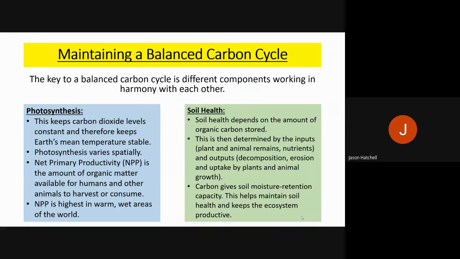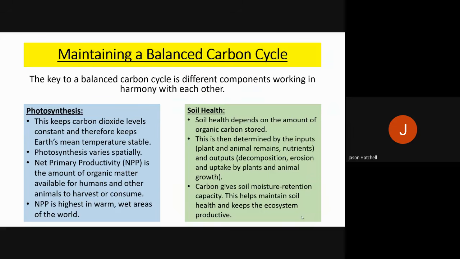The idea of NPP, or net primary productivity, is essentially the amount of matter available to humans and animals to harvest or consume. So net primary productivity and photosynthesis is highest in areas that are warm and wet around the world. So the key type of area or region being a tropical rainforest biome, whereby there is constant warm temperatures throughout the year. There is high levels of precipitation. So the amount of organic matter or product being produced is high.